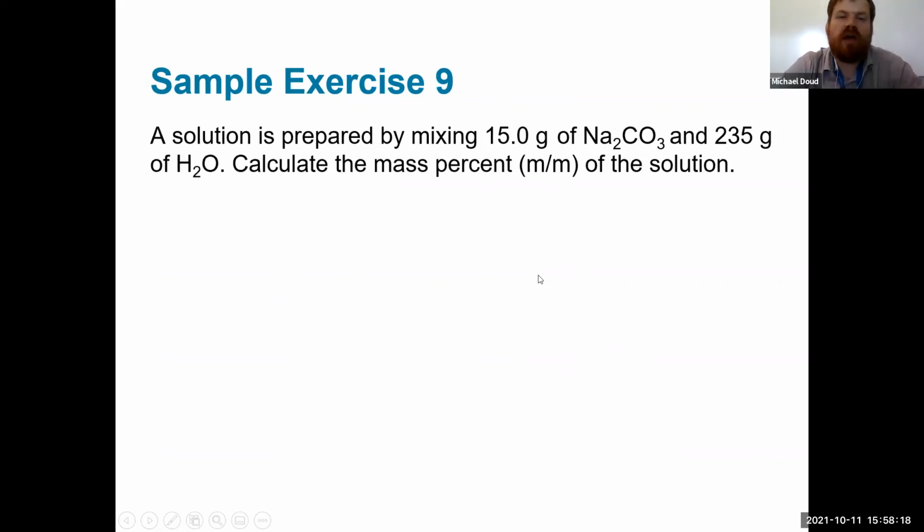Okay, so let's go ahead and give a try at this. This is a relevant sample exercise. I feel like you could probably do this math now if you're ready for it. A solution is prepared by mixing 15.0 grams of sodium carbonate and 235 grams of water. Calculate the mass percent, that's m over m, of the solution. So think it through, try to think it over, and we're going to look at this here in just a minute. So pause the video.